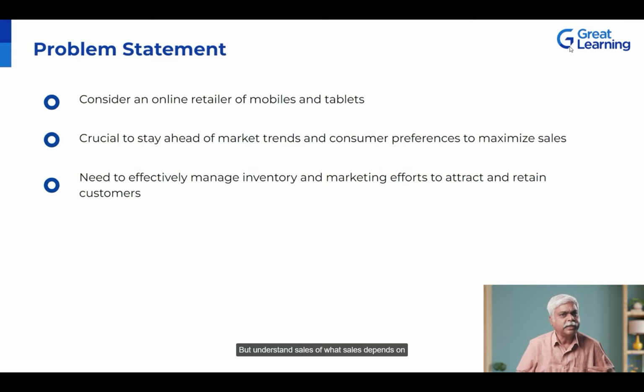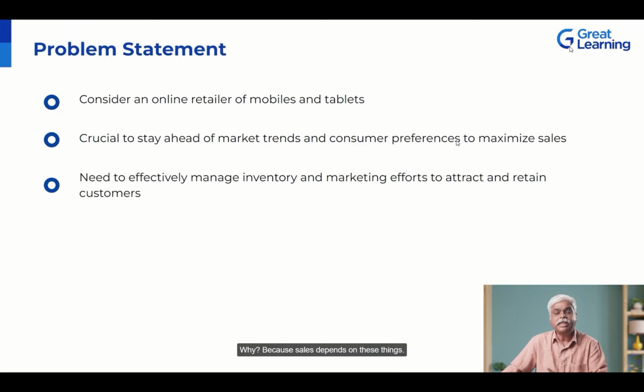But understand sales of what? Sales depends on what it is that you are selling. So let's set a context for that. Let's say that we consider an online retailer of mobiles and tablet computers. Therefore, the problem space that we will be looking at involves variables concerning the sales and concerning customer behavior of mobiles and tablet computers. Now, for this, it's crucial to stay ahead of market trends and customer preferences.